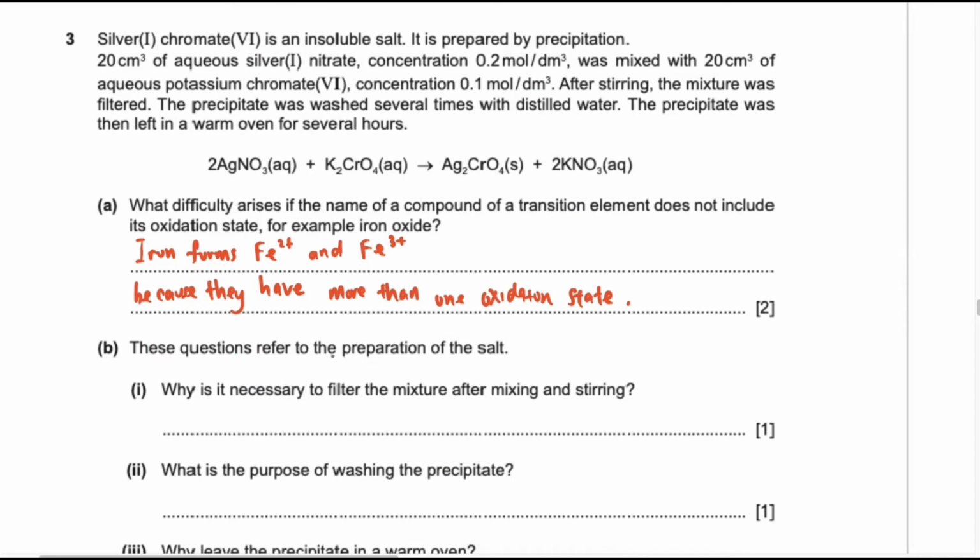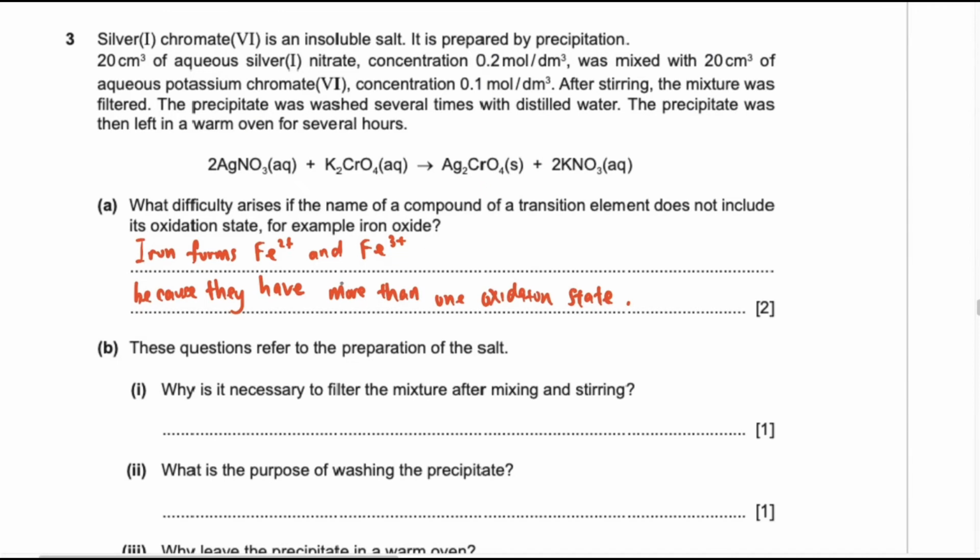So B. These questions refer to the preparation of the salt. Why is it necessary to filter the mixtures after mixing and stirring? Okay, so preparation of salt. Why you need to filter? You filter to get this, to get this. Okay, so prevent impurities. Pardon, you mean to prevent any impurities? You mean this one, is it? Is this the impurity that you mean? Yeah. Okay. And you can say to remove this one. Okay, filter to remove this or to get this.